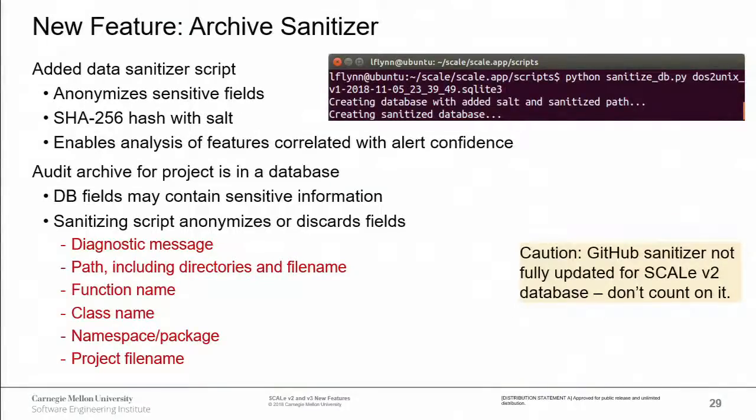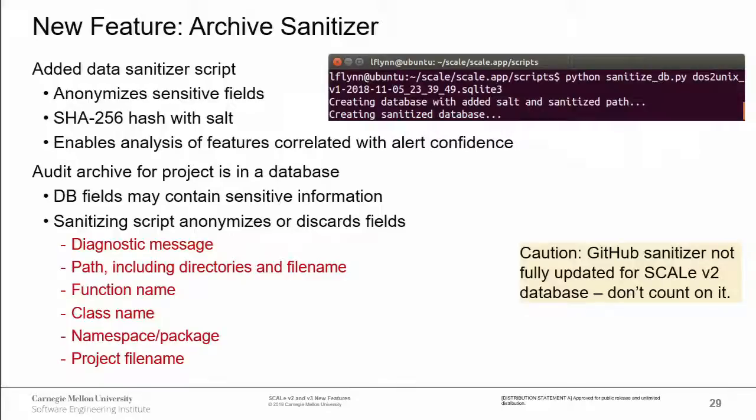Another new feature is our Archives Sanitizer. We've added a data sanitizer Python script which anonymizes sensitive and possibly sensitive fields using a SHA-256 hash with a salt. This enables analysis of features that are correlated to create an alert confidence.